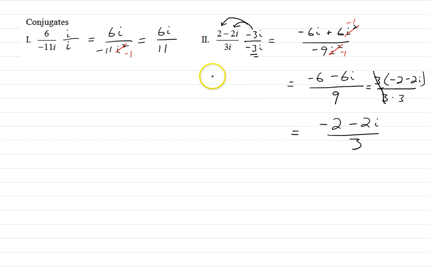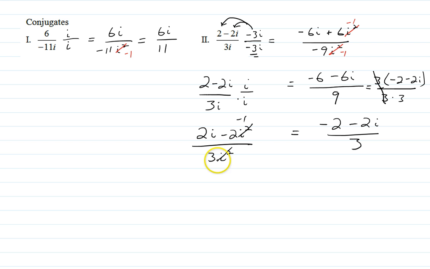And I would have got the same thing here had I multiplied by just i. So multiplying by i is actually better. That would have given us 2i minus 2i squared over 3i squared, negative 1, negative 1. So you can see that gives us 2 plus 2i over negative 3. And so here the 3 negatives on the bottom, here the negatives on top, but they're both the same.